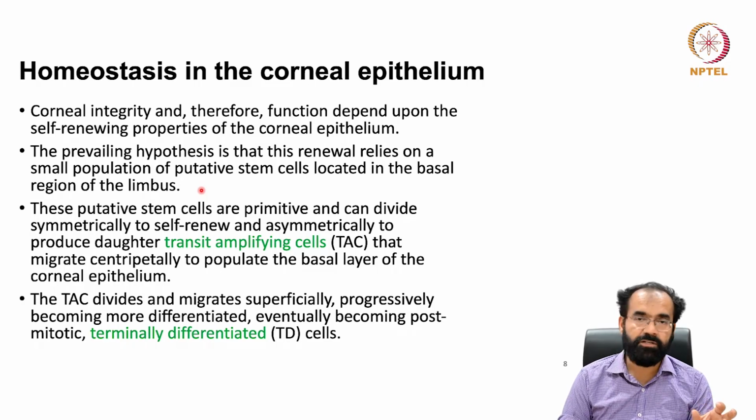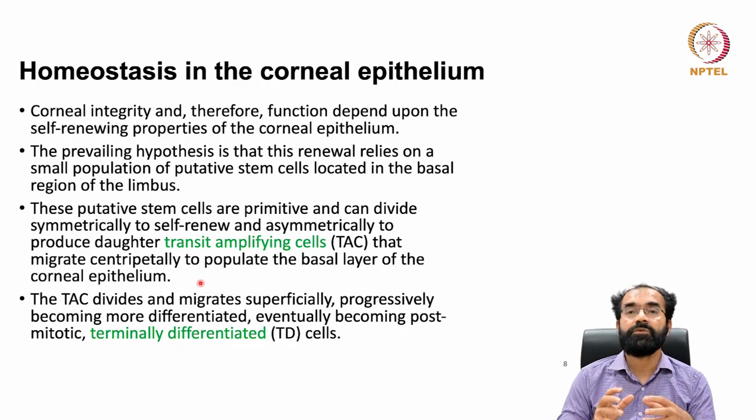Limbus is a structure, like I told you, between the cornea and the sclera, and in the basal region of the limbus there is a small population of cells which we call limbal stem cells. These putative stem cells are primitive in nature, and they can divide symmetrically to self-renew and asymmetrically to produce daughter cells, that is transit amplifying cells, also known as TACs, that migrate centripetally to populate the basal layer of the corneal epithelium. So limbal cells have to divide in two different ways.